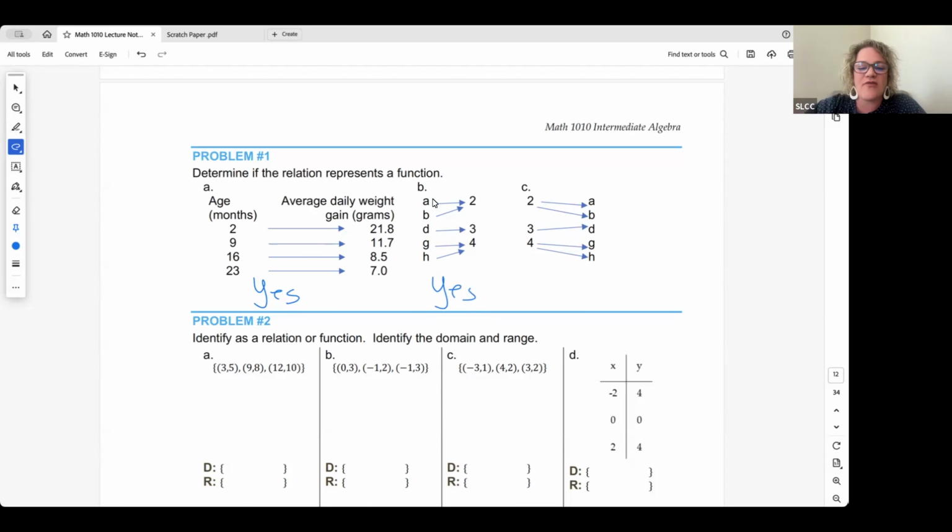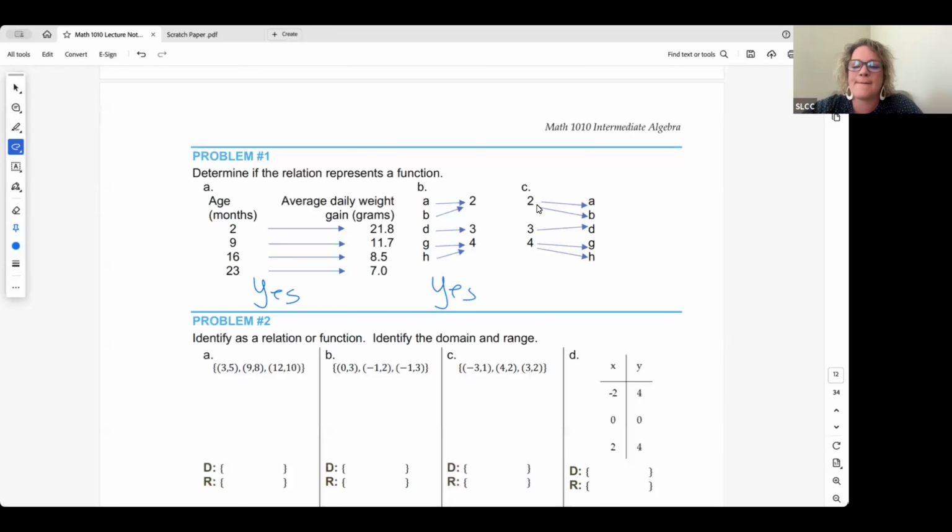It's okay if A and B go to 2. That's all right, as long as we don't repeat A, and go to different outputs. Okay, so the main idea is: is there a repeated input?